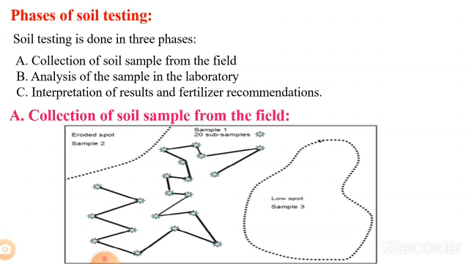Wet samples have to be dried before being tested. We have to dry wet samples before testing. The method of sampling depends largely on the purpose for which it is to be collected. So here we can see collection of sample from the field. Here it is a figure. It shows different patterns of collection of sample from the field. Here it is zigzag and round shape patterns.